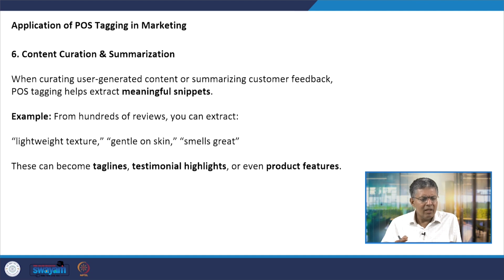Okay. The last one, content curation and summarization. When curating user generated content or summarizing customer feedback, POS tagging helps to extract meaningful snippets. For example, from hundreds of reviews you can extract lightweight texture, gentle on skin, smells great for a cosmetic company. These can become taglines, testimonial highlights or even product features.